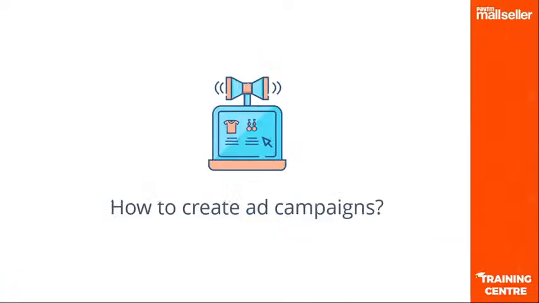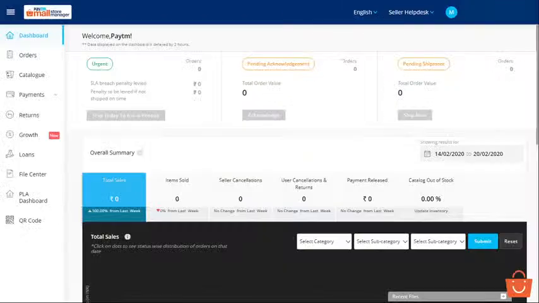Now, without further delay, let us discuss steps involved in creating a PLA ad campaign. To create a PLA campaign, first of all log into your seller panel and then go to PLA dashboard tab. Let me tell you, this tab will be only visible to you once you get registered for this campaign. And if you are interested to enroll for this campaign, then please share your MID over the chat box.